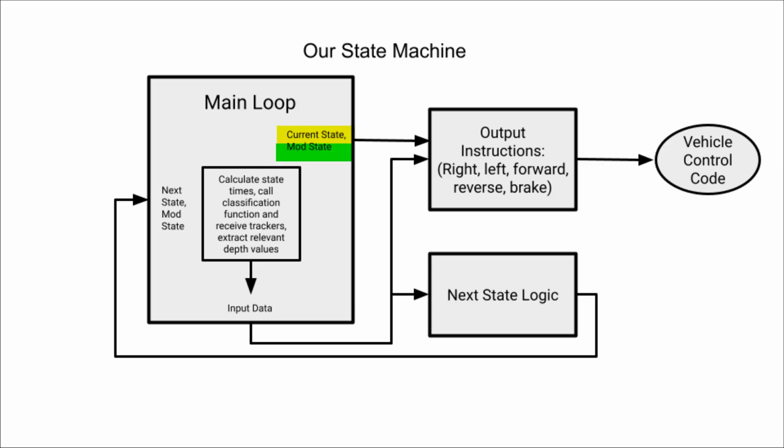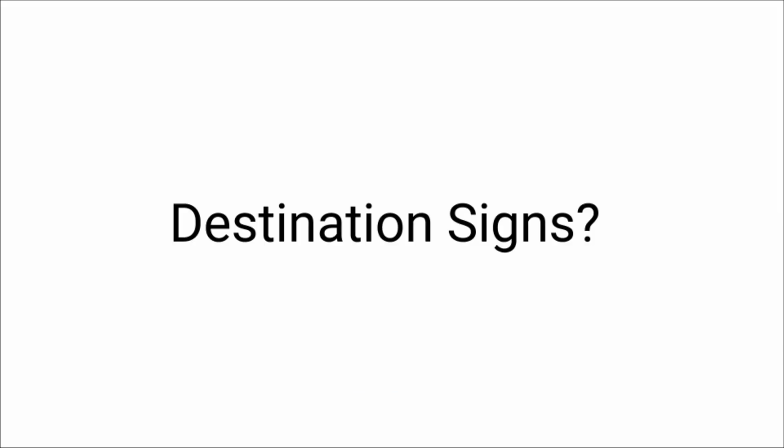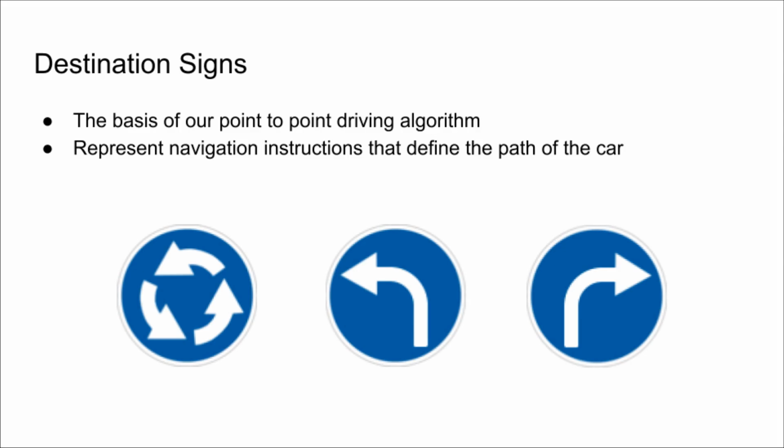Which brings us back to this program. The first row of red rectangles represent navigation states. These are involved in the approach and execution of destination signs. Okay, so what are destination signs? Destination signs are the basis of this vehicle's point-to-point driving algorithm. They represent navigational instructions that define the path of the car.